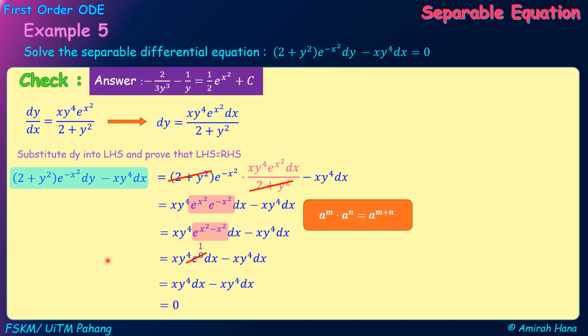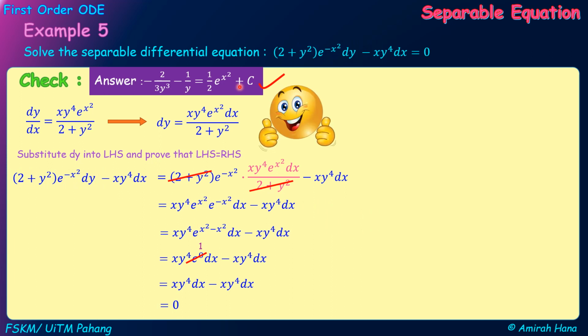So from the left-hand side here, the answer equals 0 after we substitute dy into the left-hand side. When we compare, the function on the left-hand side equals the function on the right-hand side. This means that this answer is correct. So that's how you check the final answer, whether it is correct or wrong. Alright? Got it?